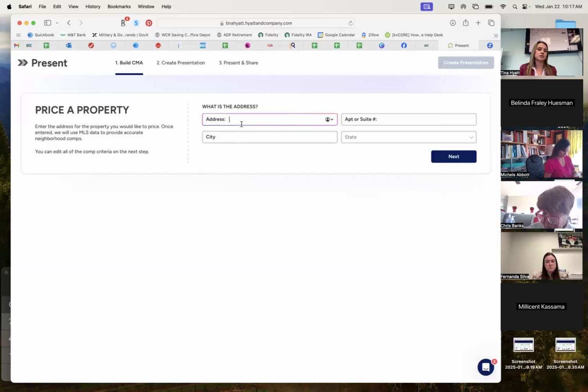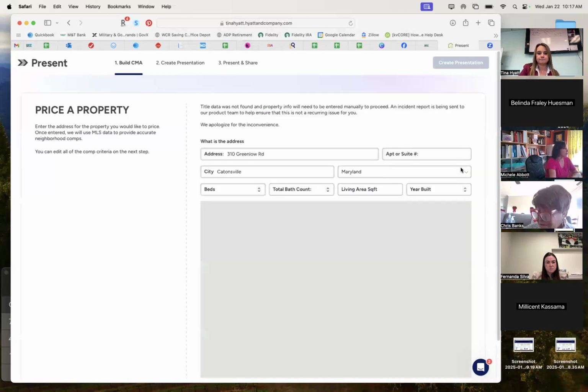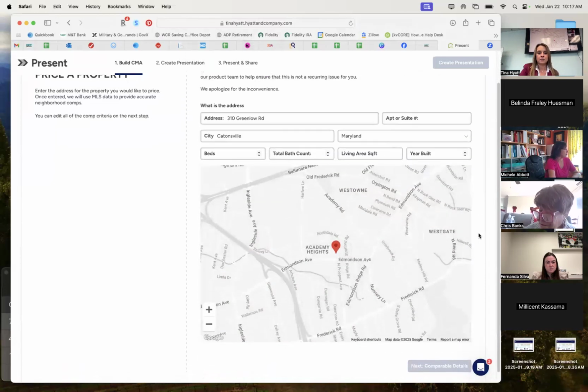So when I go in here, I'm going to start with the address. So let's just start with 310 Greenlow Road in Catonsville. So this is in Academy Heights. So I'm going to put in my address. And notice first I'm building my CMA, then I create my presentation, and then I present and share. So I'm going to hit next. And it's going to drop a pinpoint for that property for me.